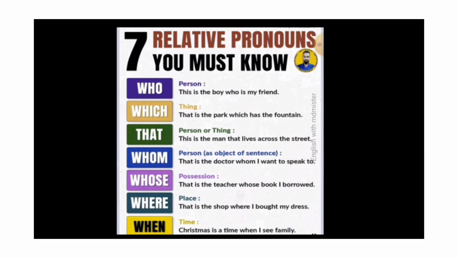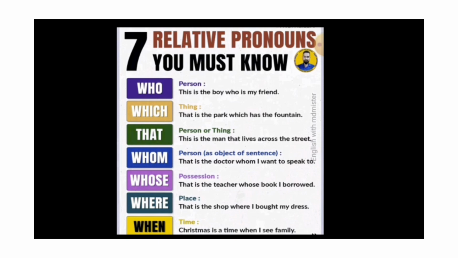The fourth one is whom, which also describes a person as an object in a sentence. Example, that is the doctor whom I want to speak to. The fifth one is whose, which is used to show possession. That's the teacher whose book I borrowed.